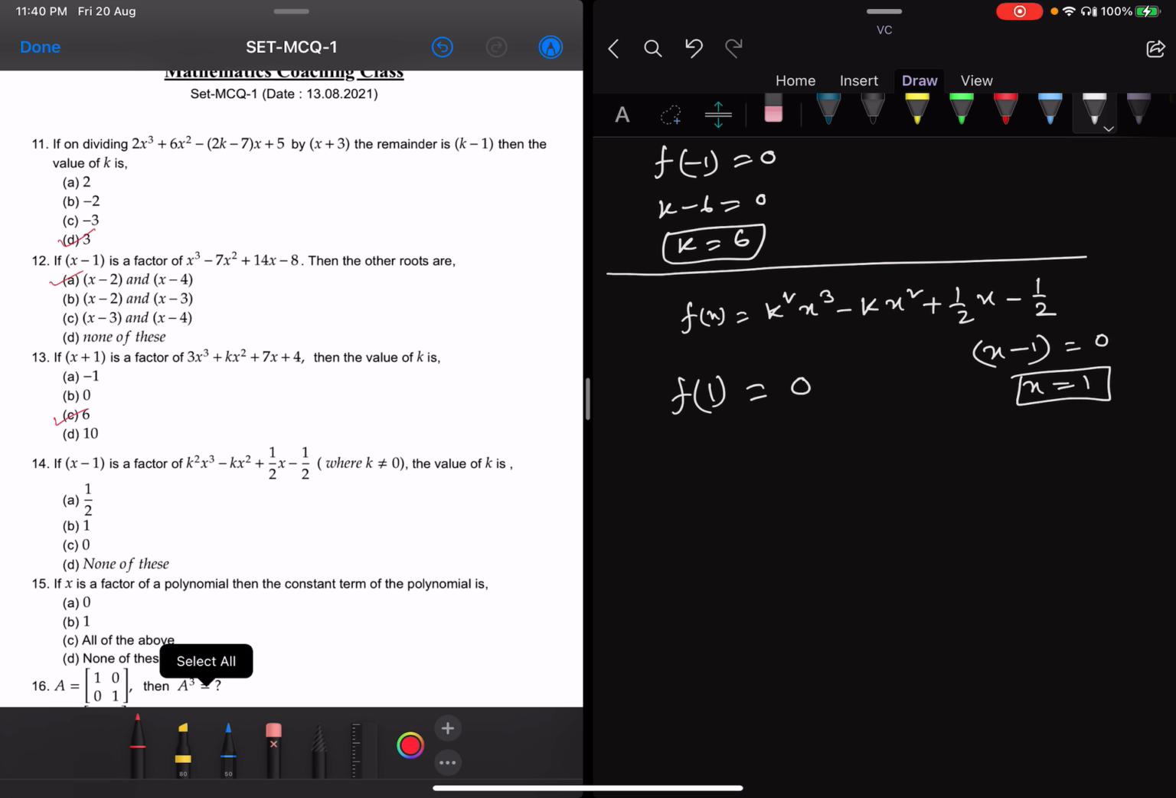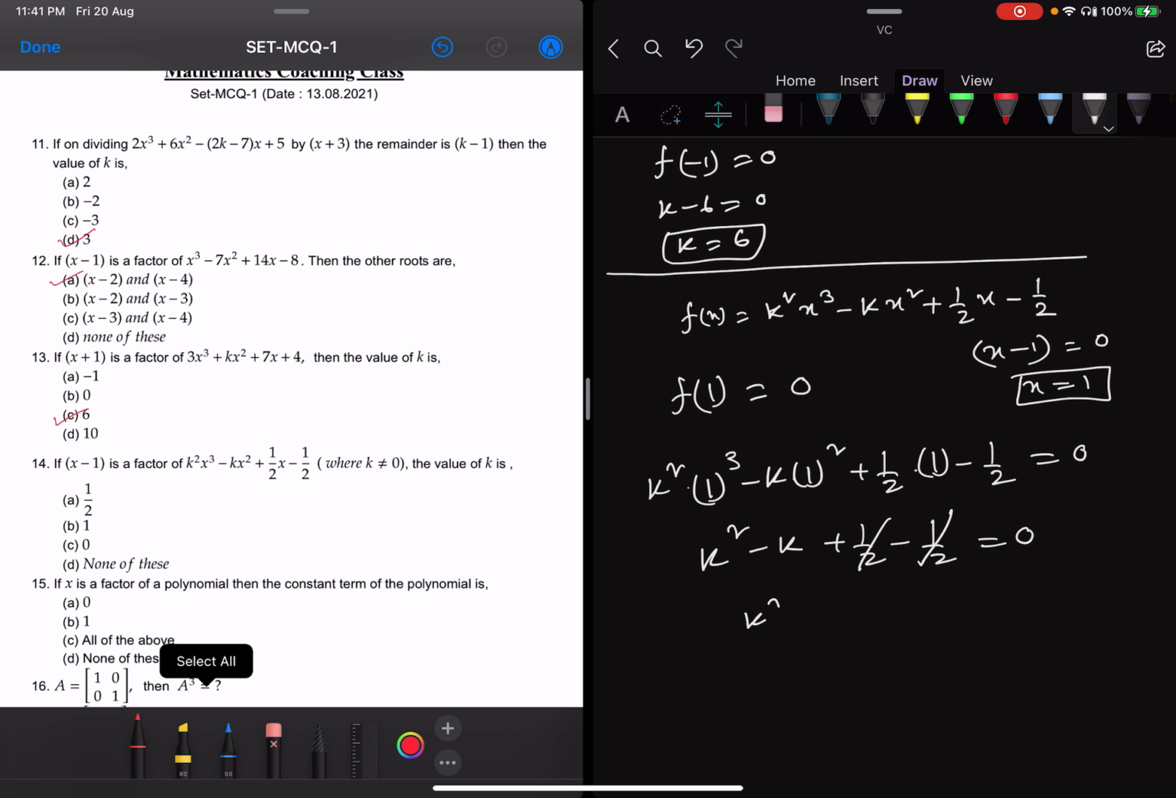If we put x equals 1, then f of 1 will be 0, as x minus 1 is a factor of f of x. So here it will be k square into 1 minus k into 1 square, plus 1 by 2 into 1 minus 1 by 2 equals 0. Now you can see clearly that it is k square minus k plus half minus half equals 0. If we cancel this half and half, it will be k square minus k equals 0. Now k into k minus 1 equals 0.